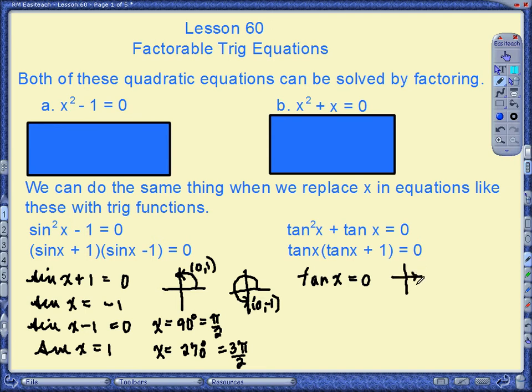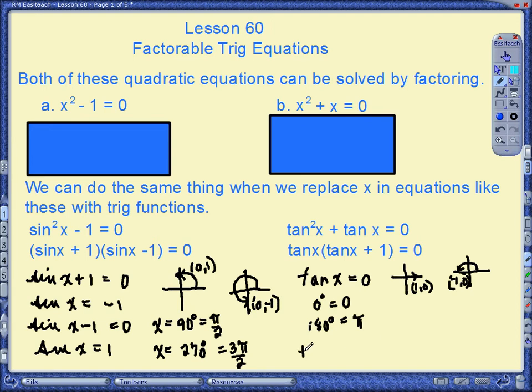That would be here, where sine is equal to 0, a quadrantal angle, or here, where the y value is 0. So we would have either 0 degrees, or 0 radians, or 180 degrees, or pi radians.